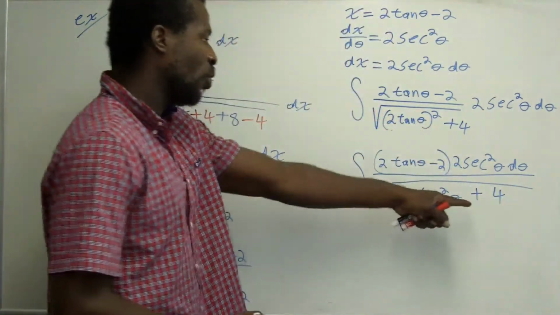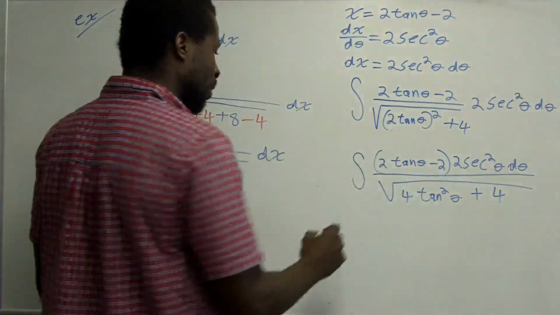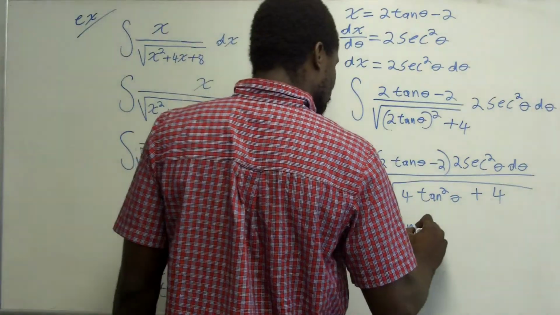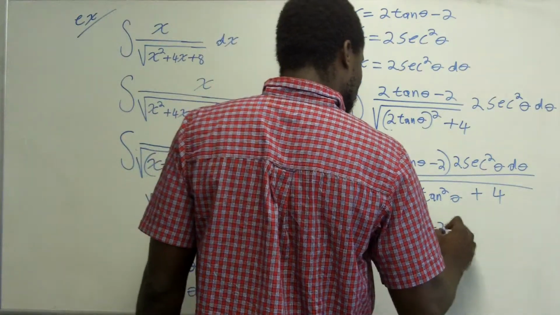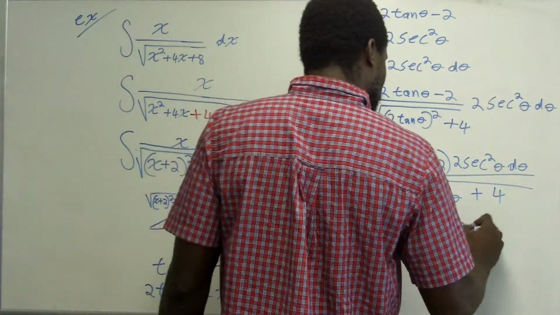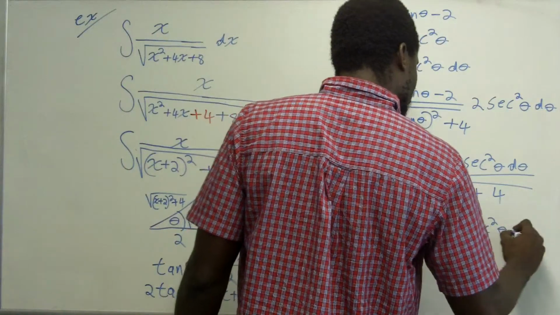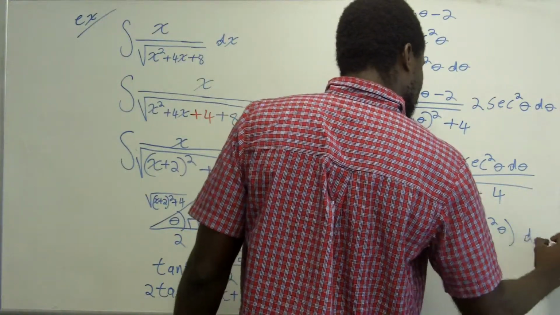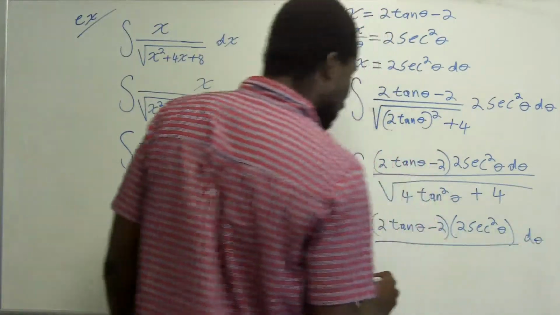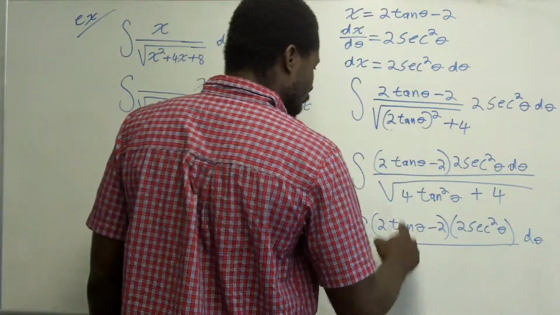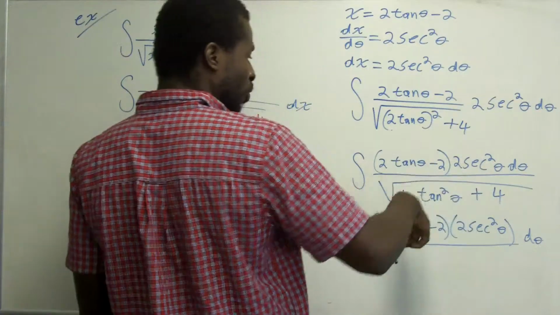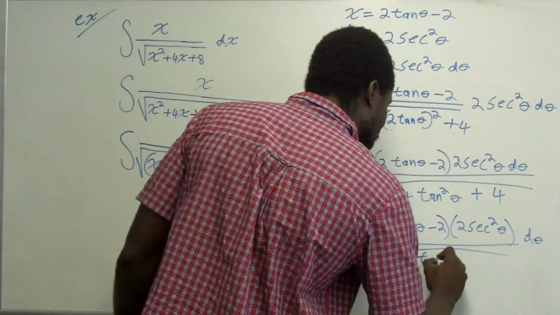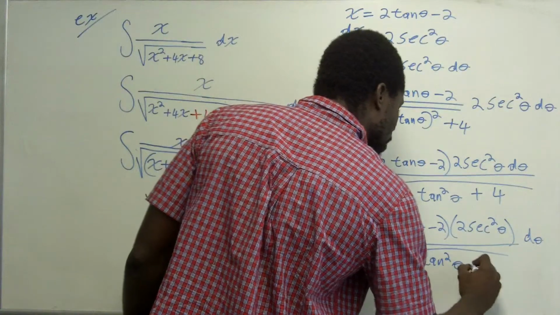So I can factor a 4 out of the two terms underneath the radical, leaving me with this. This is going to be 2 tangent theta minus 2 times 2 secant squared theta d theta, divided by, and I factor out the 4, and I take the square root of 4. If I factor the 4 out and take the square root, I get 2 square roots of tangent squared of theta plus 1.